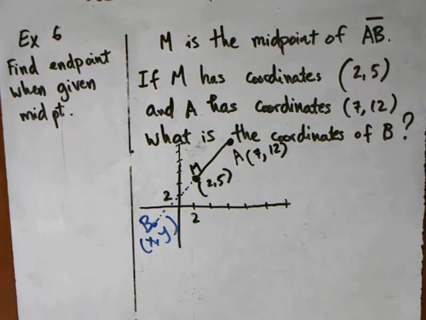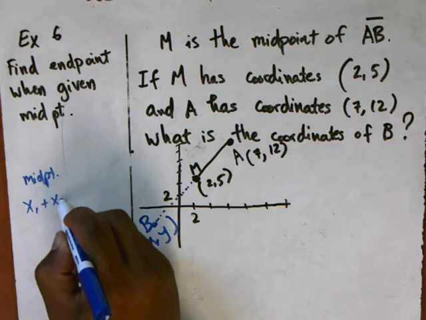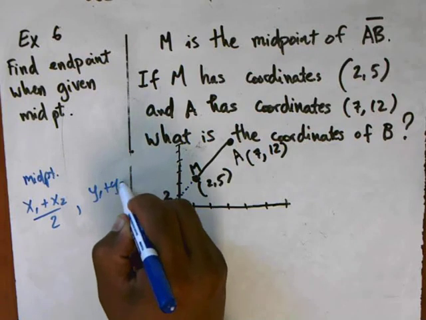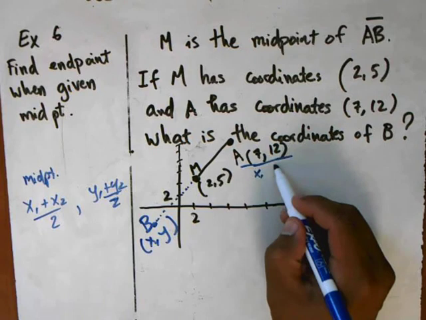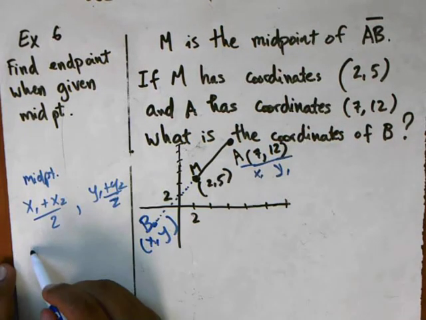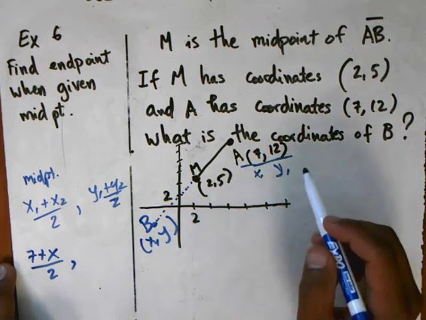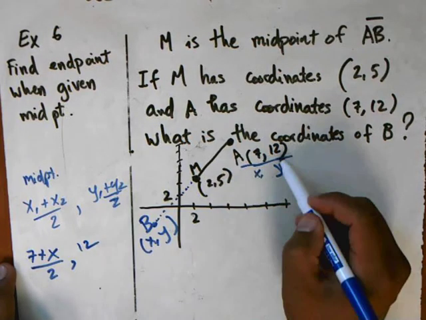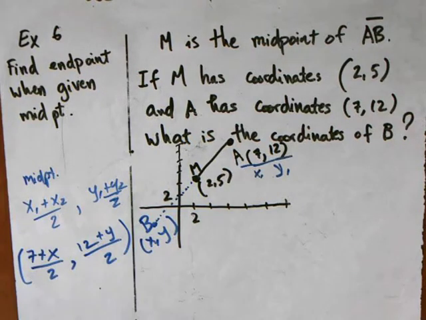So let's apply the midpoint formula. We know that the midpoint is (x1 plus x2) over 2 and (y1 plus y2) over 2. Let's substitute in some numbers here as much as we can. Let's call A here x1 and y1, and this is just x. So we know that (7 plus x) divided by 2 is one of the coordinates, and 12, that's this known coordinate here, plus y, that's the missing coordinate here, over 2 is the other coordinate.